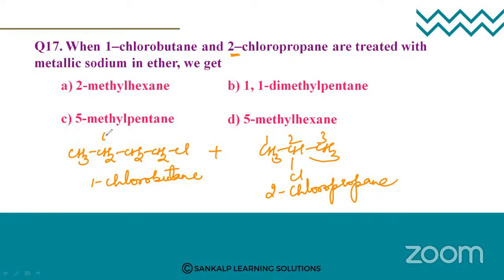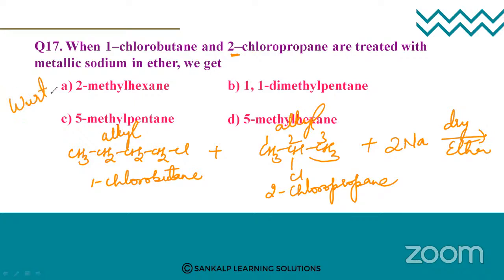So when you treat 1-chlorobutane and 2-chloropropane, both are alkyl halides. So when you treat alkyl halides with 2Na in the presence of dry ether, what type of reaction is this? This is a Wurtz reaction. So what will be the product obtained? When two alkyl halides react with sodium metal in the presence of dry ether, you will obtain an alkane. This name reaction is called the Wurtz reaction.